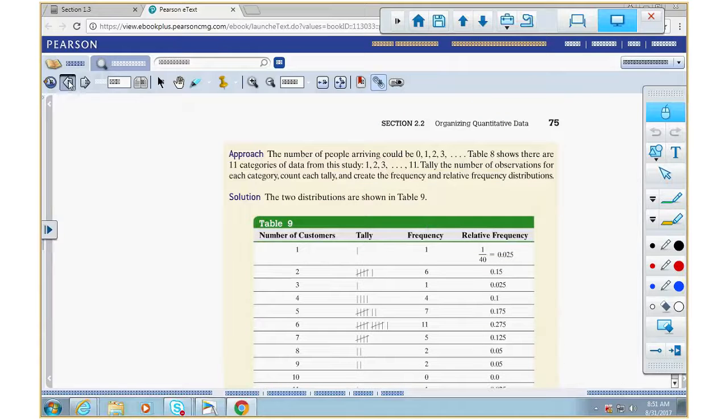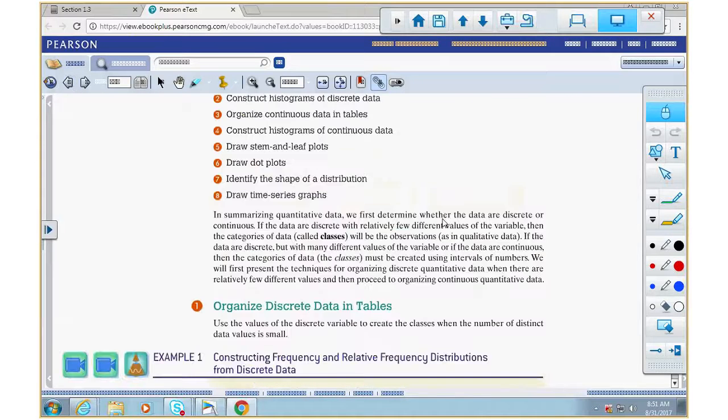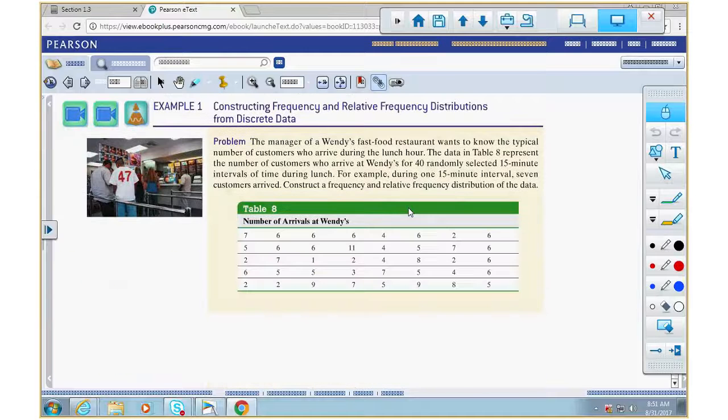All right, now I'm just going to let you look at this set of data right here. Number of arrivals at Wendy's within a certain amount of time, a 15-minute period, or whatever the case may be. So they're looking at 40 Wendy's stores, and they're timing one 15-minute interval. How many people come in 15 minutes?